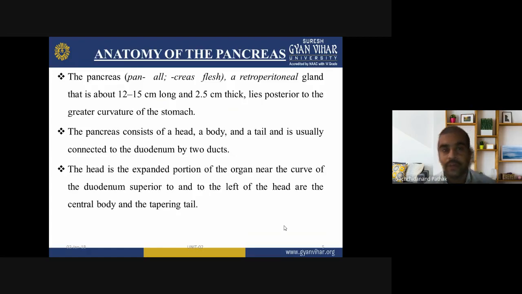What is the anatomy of the pancreas? It is a retroperitoneal gland about 12 to 15 centimeters long and 2.5 centimeters thick, lying posterior to the greater curvature of the stomach. The pancreas consists of a head, body, and tail connected to the duodenum by two ducts. The head is the expanded portion of the organ near the curve of the duodenum. Superior to and to the left of the head are the central body and the tapering tail.